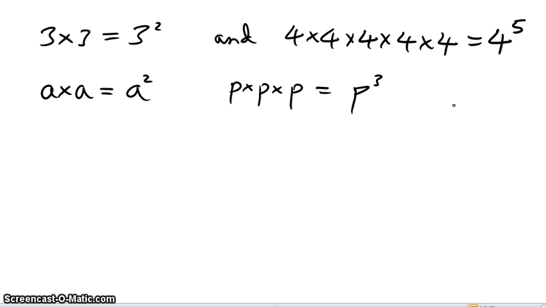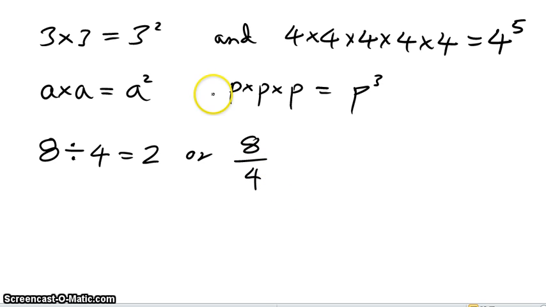Okay? Alright? When we divide two numbers, we can simplify or cancel down. And often we write division using this sign. So 8 divided by 4 is 2. We could also write it as a fraction, as 8 over 4. And then what we often do is we cancel down or simplify to still end up with 2.